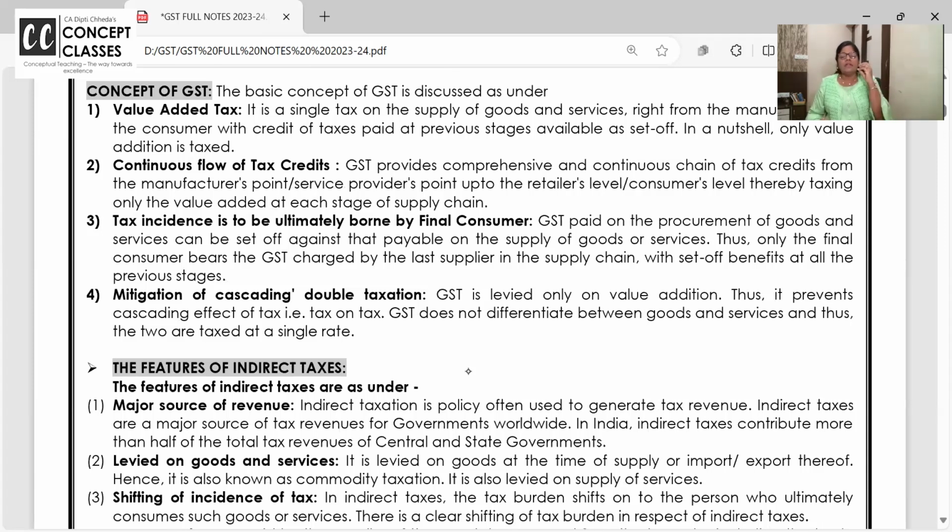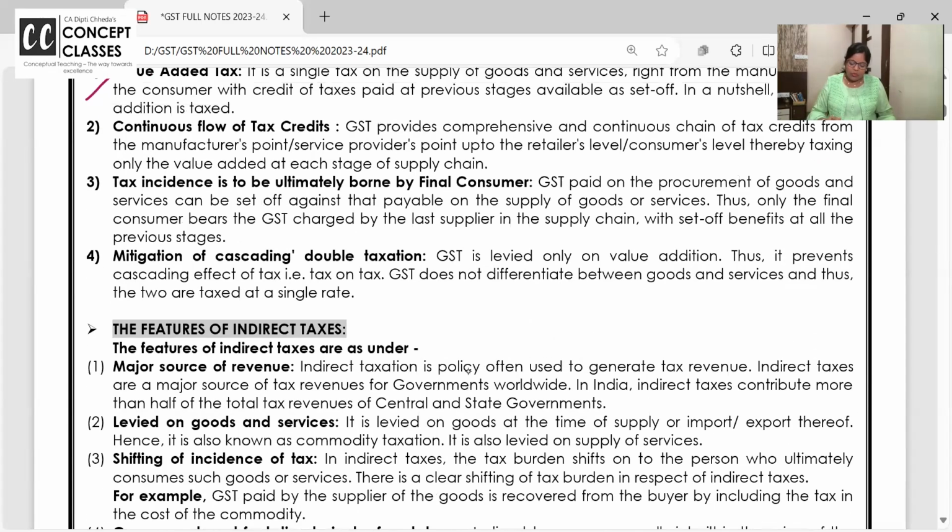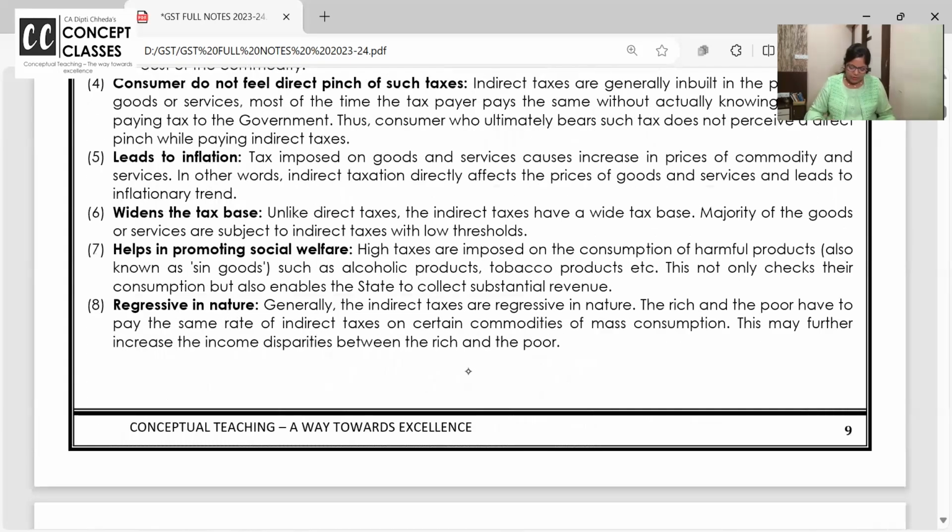What are the 4 main pillars of GST? Then, it is a value addition tax. Whoever is adding the value, that much tax they are paying, right? This is a continuous flow of tax credit. For you, it is output. For me, it is input. Again, I am doing output. Again, it is input. Many times they ask this question in the exam, with manufacturer, wholesaler, that also. There is no cascading effect. Finally, all the taxes are borne by consumers.